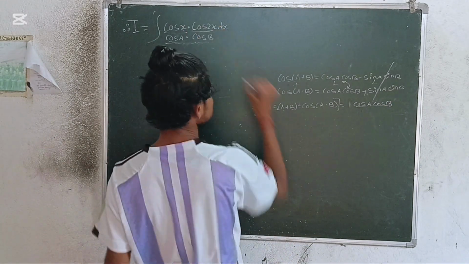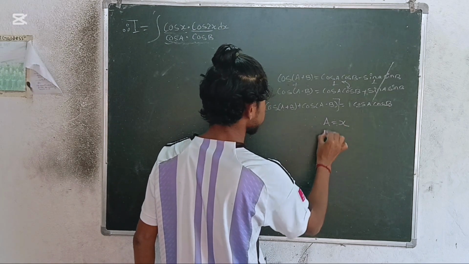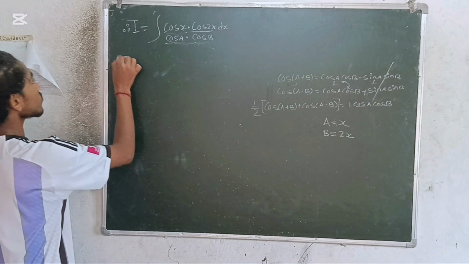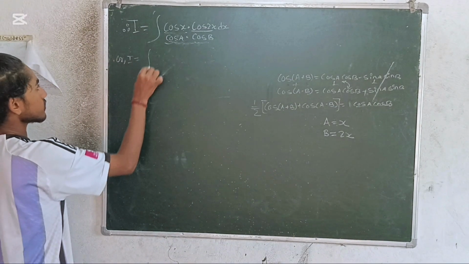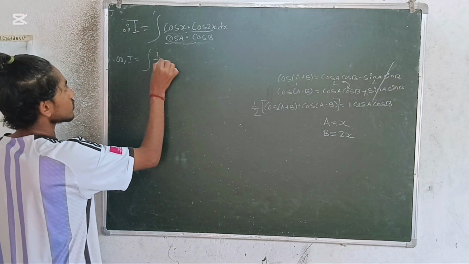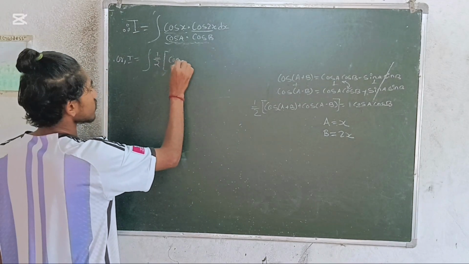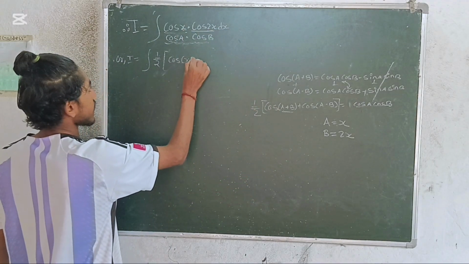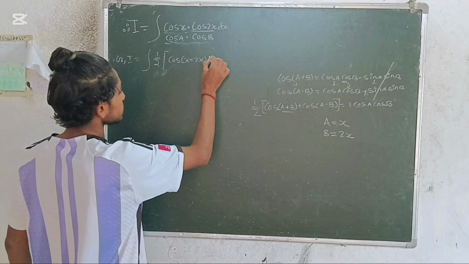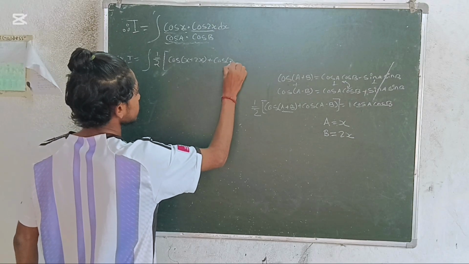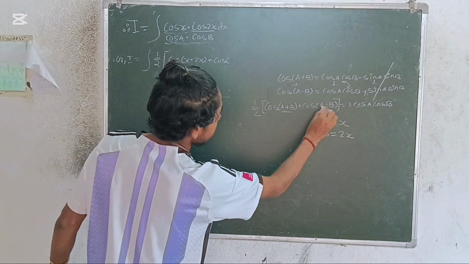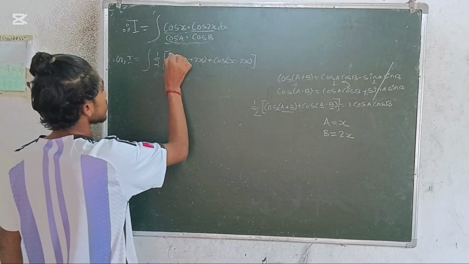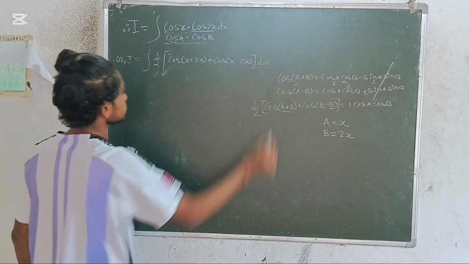In terms of A, you can put x, and in terms of B you can put 2x. Now what would our integral look like? We write one over two, times cosine of A plus B, that is x plus 2x, plus cosine of x minus 2x, and this is the whole dx.